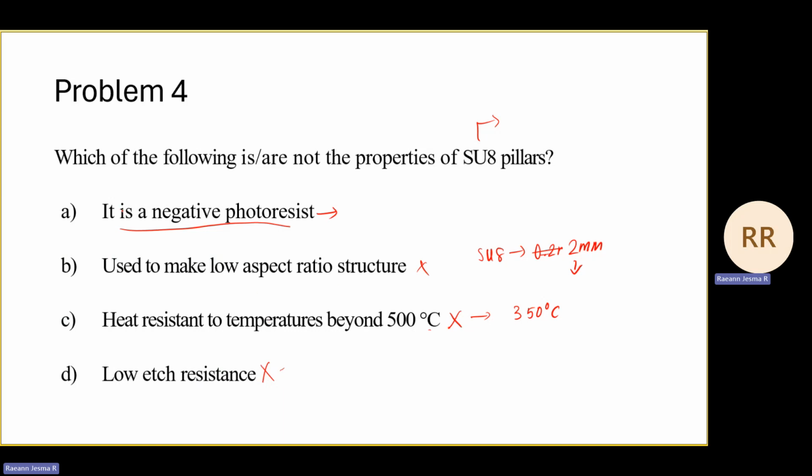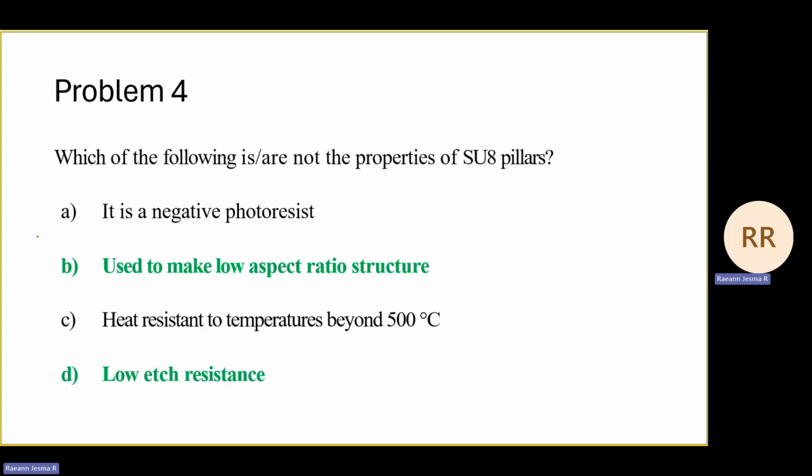So option A is correct, option B is wrong, option C is also wrong, and option D is also wrong. So here in problem 4, since we have to mention which are not the properties of SU8, the answer is options B, C and D. Is this clear?